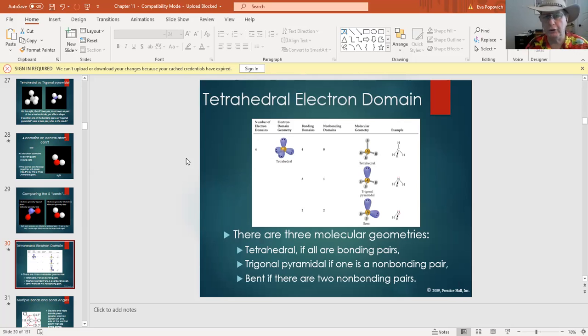Now, summary sheet. 4 things around the center atom. We have a tetrahedral design. If none of them are lone pairs, we have a tetrahedron molecule. If we have one lone pair, we go from a tetrahedron to a trigonal pyramid. 2, we go from a tetrahedral to a bent.